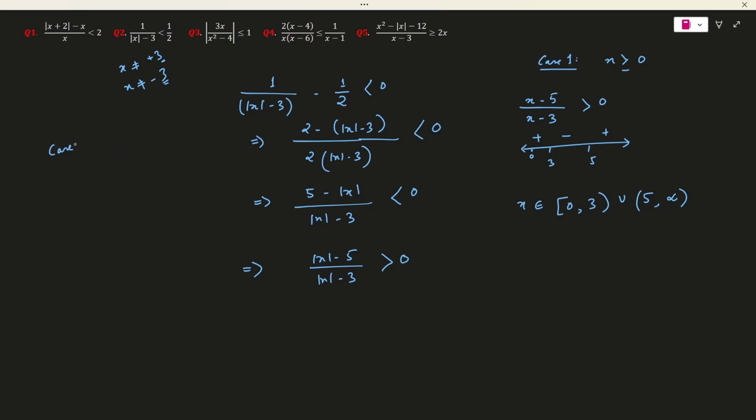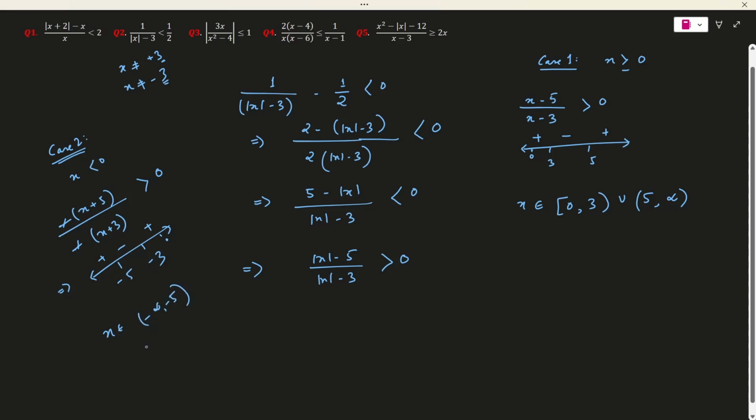So case 2 will be x less than 0. If x is less than 0, I can say mod x will be minus x, so I can say x plus 5. I am taking a negative sign out, it will be x plus 3. Again a negative sign out. Minus minus will get cancelled. So I will draw the number line and use the wavy curve method. Write the roots. Plus minus plus. I need greater than 0. And please remember x is less than 0, so 0 lies somewhere here. So x belongs to minus infinity to minus 5 union minus 3 to 0.